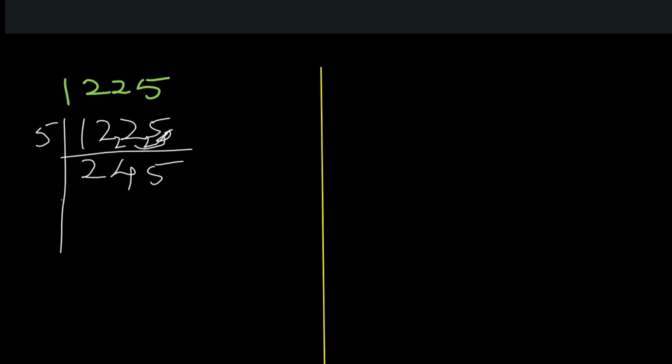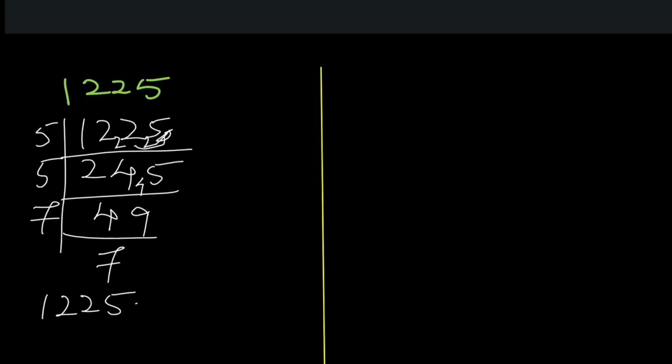5 5s are 25. Next, again 5. 5 4s are 20. 4 is remaining. 5 9s are 45. 49 will go in 7 table. 7 7s are 49. 1225 can be written as 5 into 5 into 7 into 7.